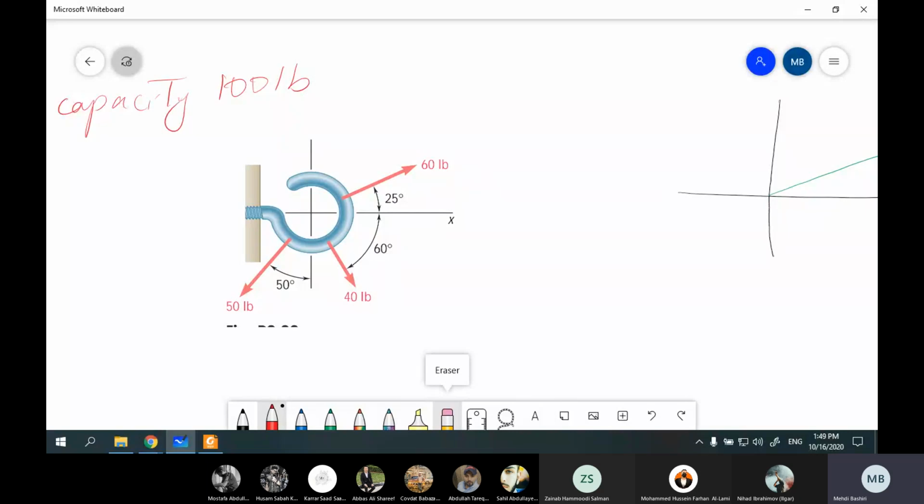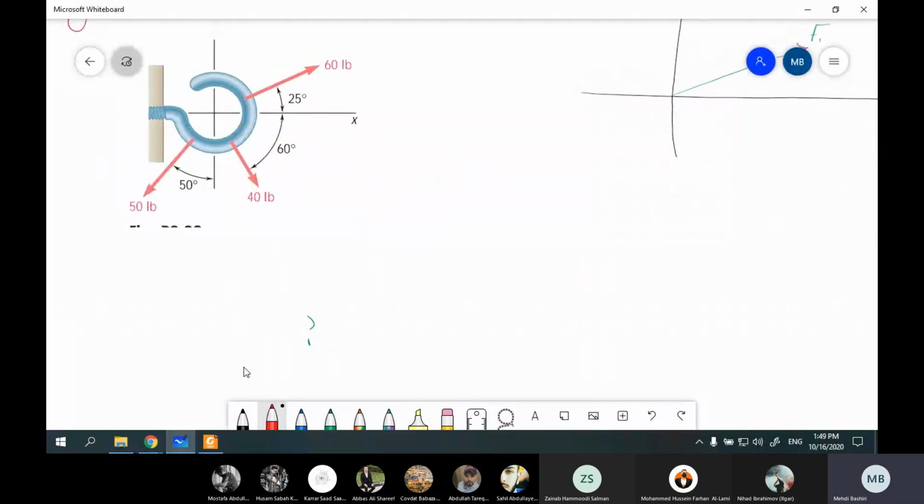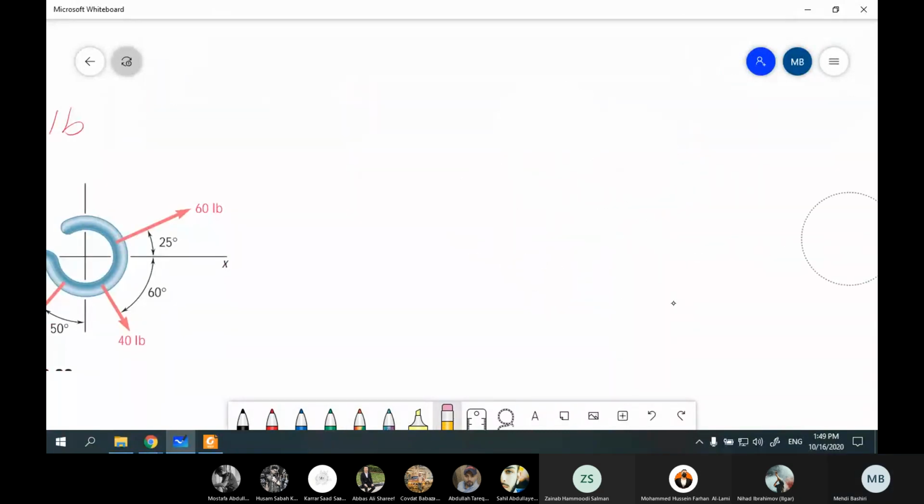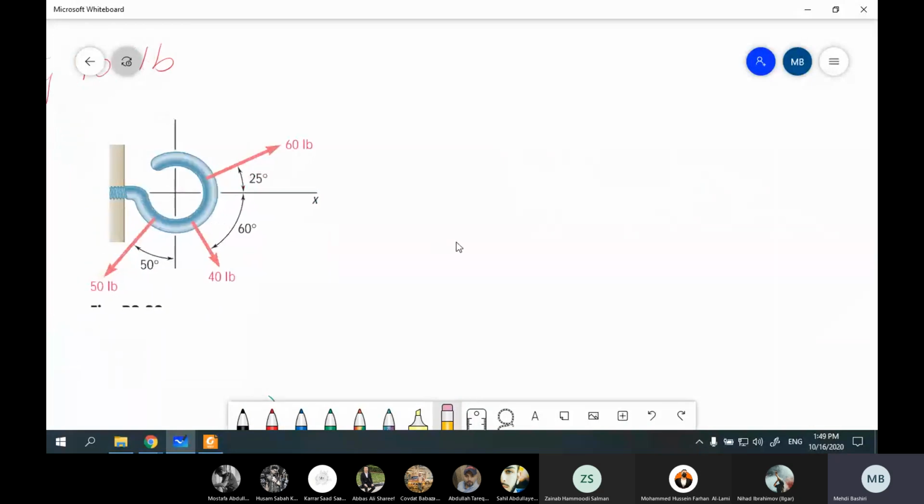If you increase the force more than its capacity, this will be broken. So you have to be careful. You should not increase the force more than 100 pound. So you have to find the final resultant of all these forces and then check if the resultant of these forces is more than 100 pound or less than 100 pound. Anyway, in all these procedures, first of all, you have to find the resultant.